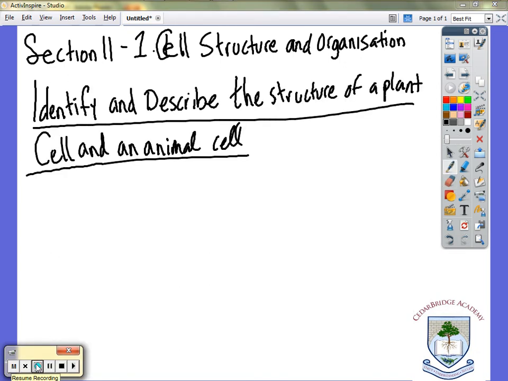So, if you are anything like me, you are tired of writing these things from the syllabus in your book. But don't worry, keep doing it. So, identify and describe the structure of a plant cell and an animal cell.